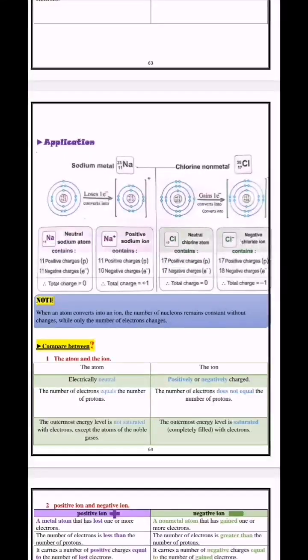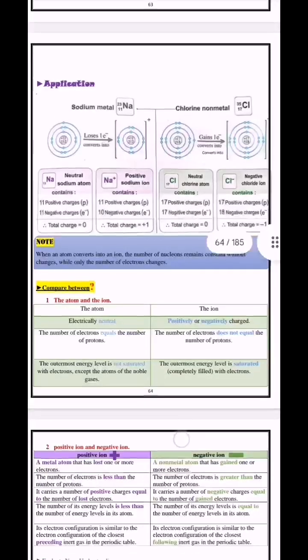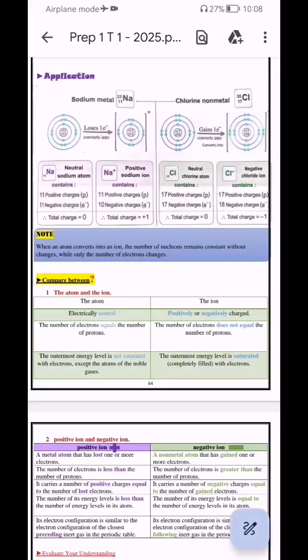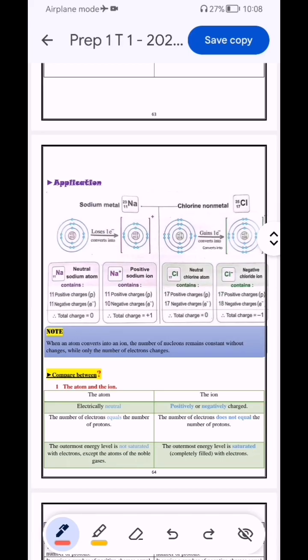As we said in this graph, Na loses one electron and turns into a positive ion, and Cl gains one electron and turns into a negative ion. And note, when an atom converts to an ion, the number of nucleons doesn't change. What's the meaning of number of nucleons? Protons and neutrons. They don't change.